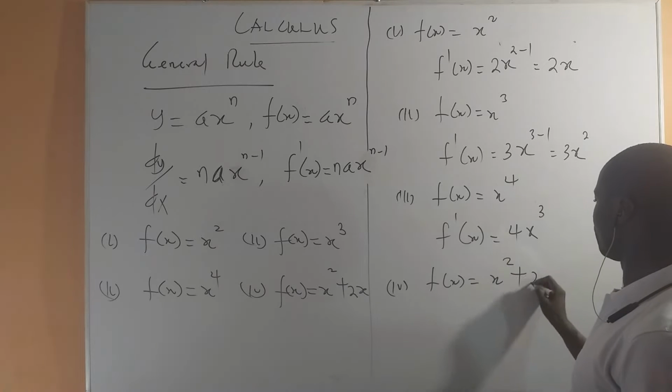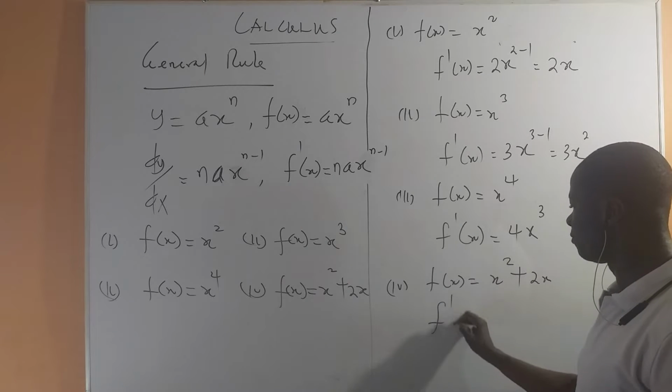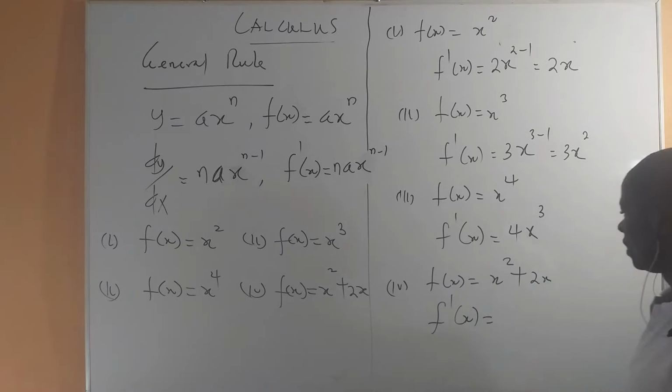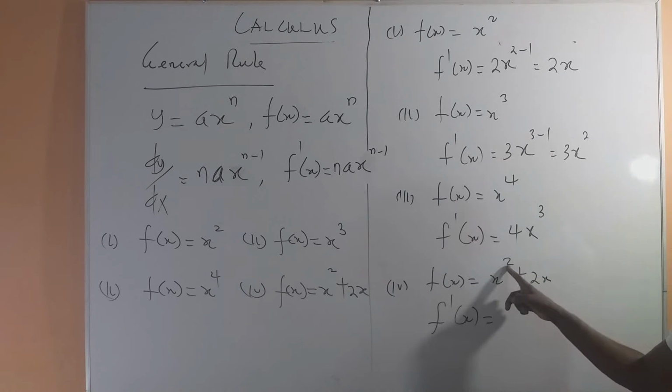Now when we look at the fourth one, that is f of x is equal to x squared plus 2x. So when we say f prime of x, now we multiply the exponent by the coefficient.